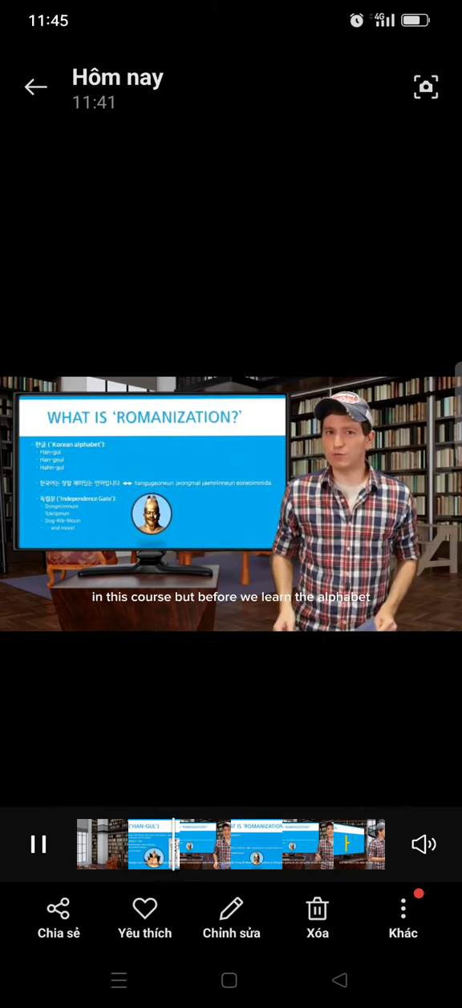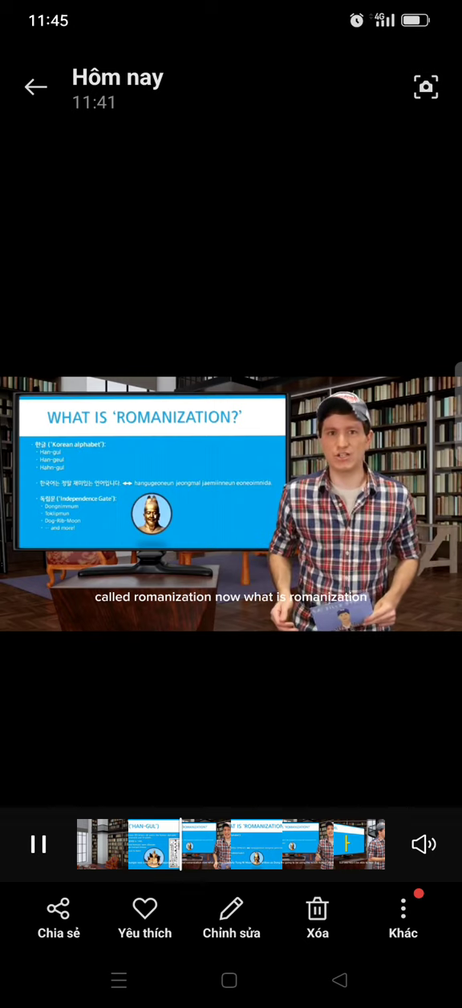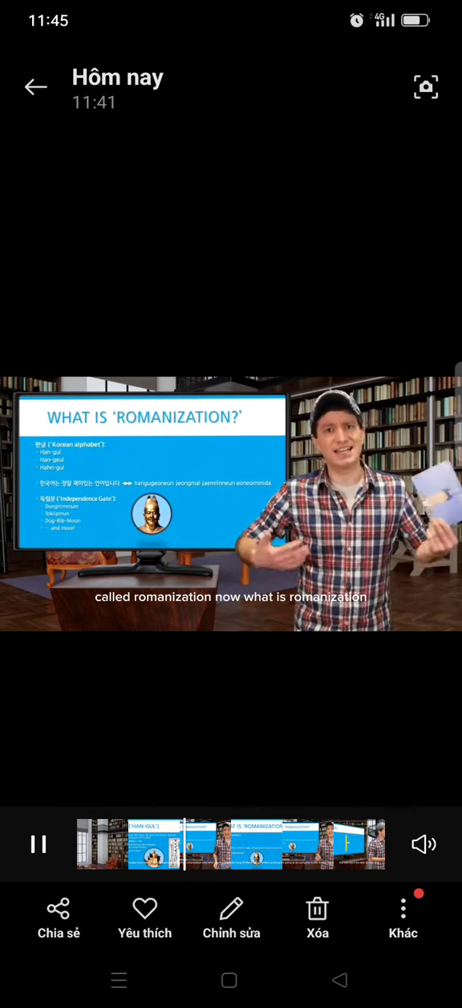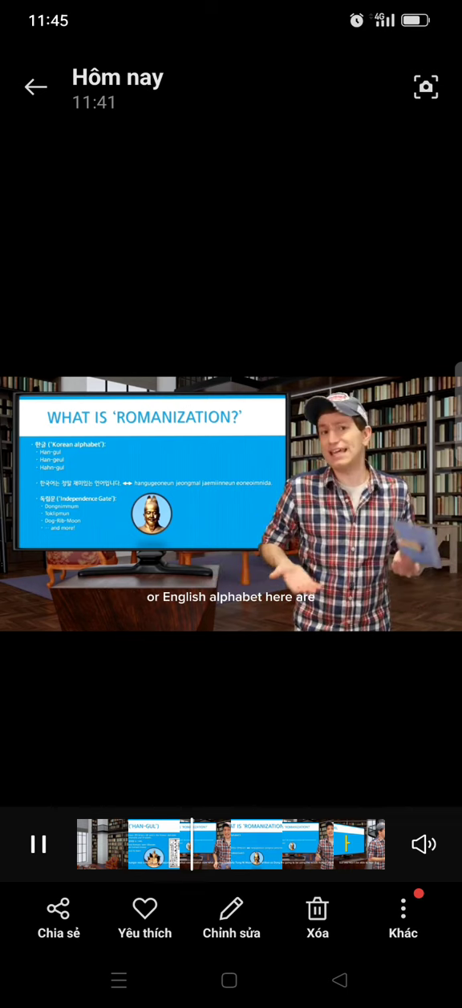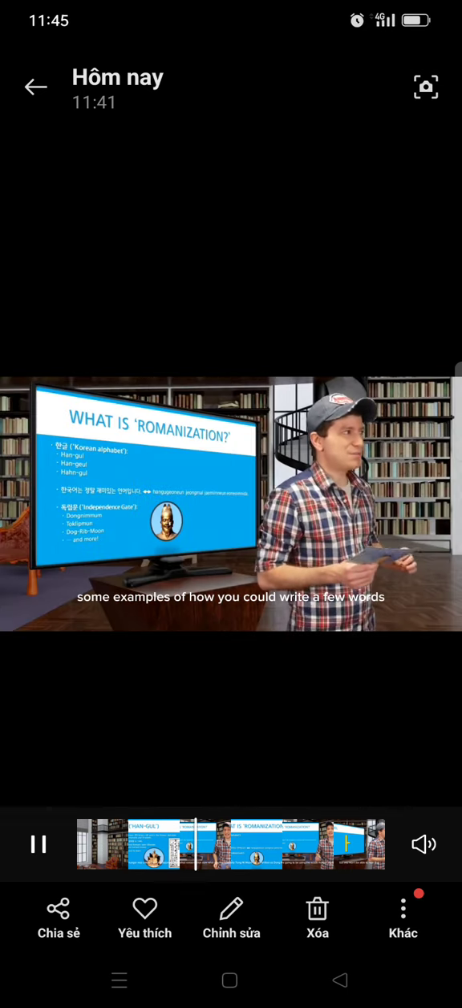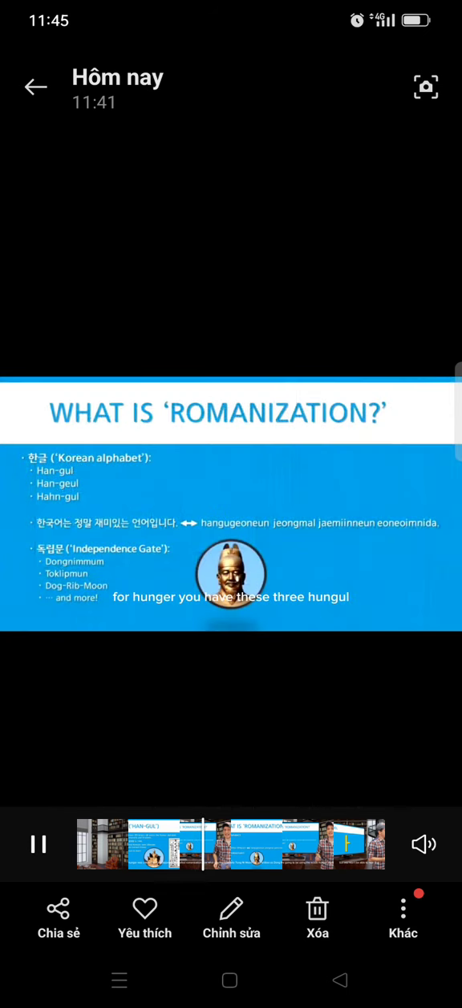But before we learn the alphabet, I wanted to talk about something that you might see called romanization. Now, what is romanization? It's writing Korean using the Roman alphabet or English alphabet. Here are some examples of how you could write a few words using romanization. Well, for Hangul, you have these three: Hangul, Hangeul, or Hangul.